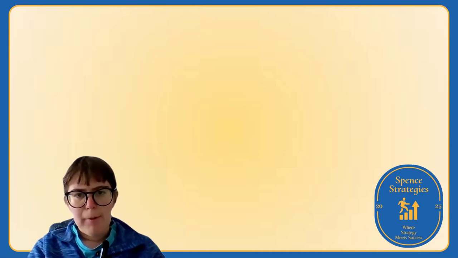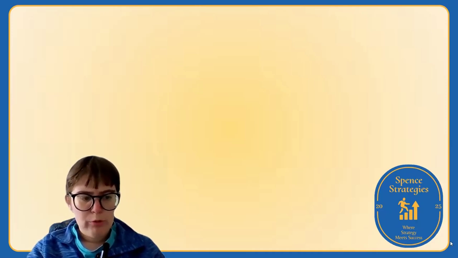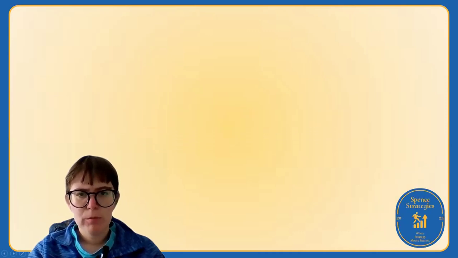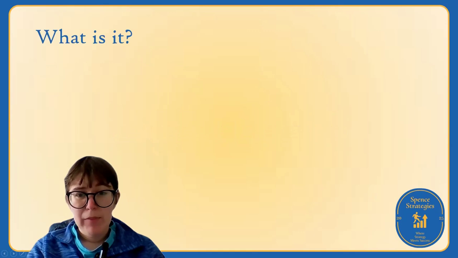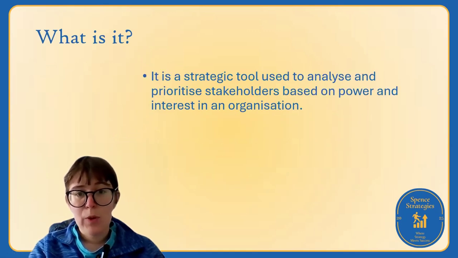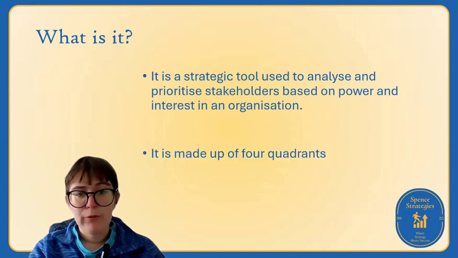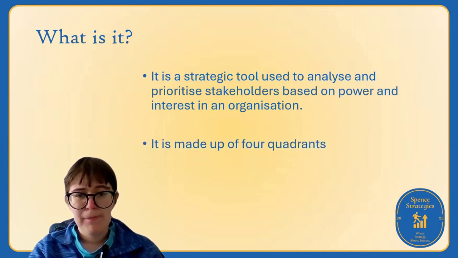We are going to have a look at Mendelow's matrix and the four quadrants that make up this matrix. So first of all, what is it then? Well, it's a tool that is actually used to analyze and prioritize our stakeholders based on their level of power and also their level of interest within an organization. And for this reason, it is going to be made up of four various quadrants.